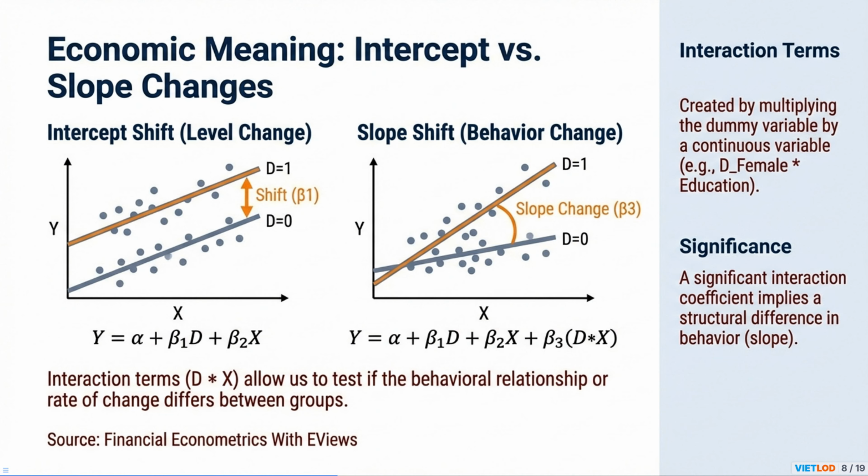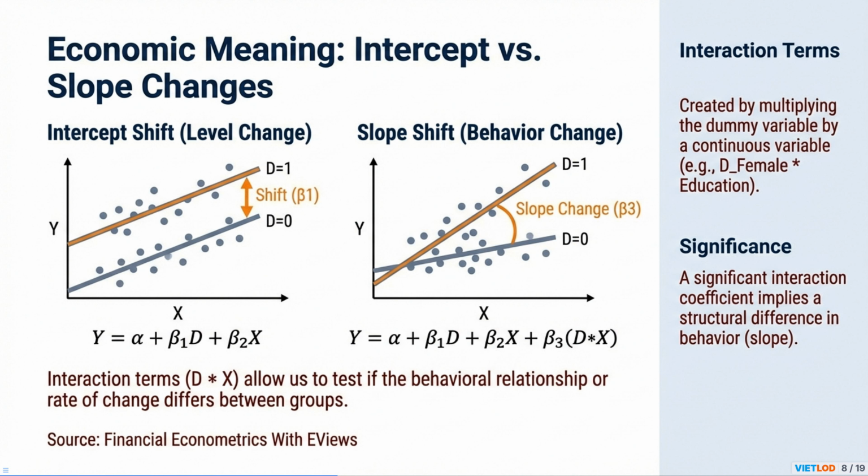A simple dummy variable, as we've seen, causes an intercept shift. This represents a change in the starting level of the dependent variable between groups, assuming the relationship's rate of change is the same for both. The two regression lines are parallel, as shown in the graph for d equals 0 and d equals 1, with the shift, beta 1, representing the difference in intercepts.